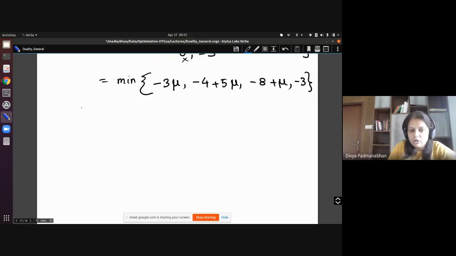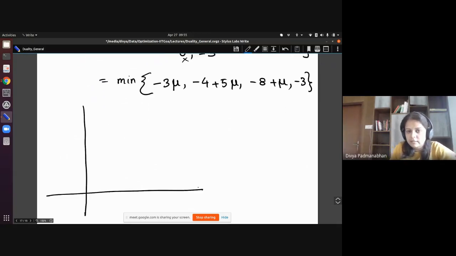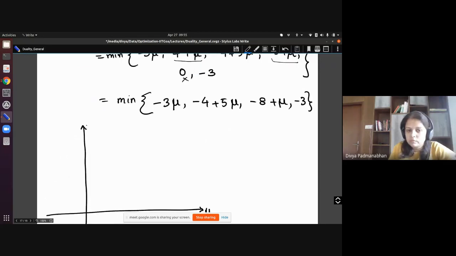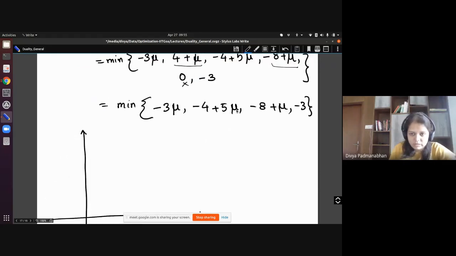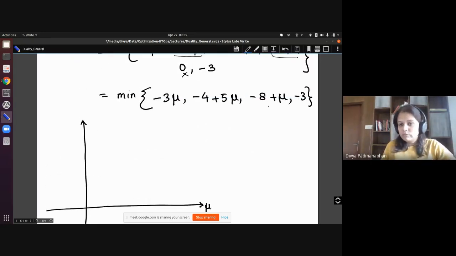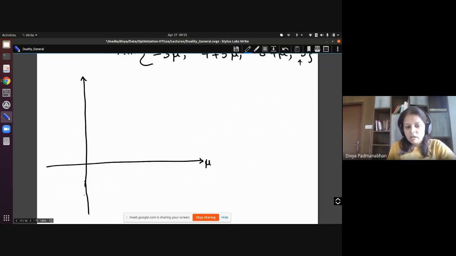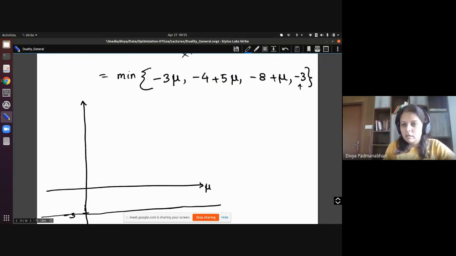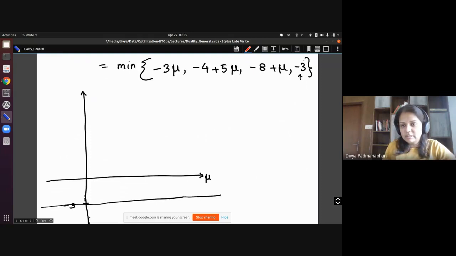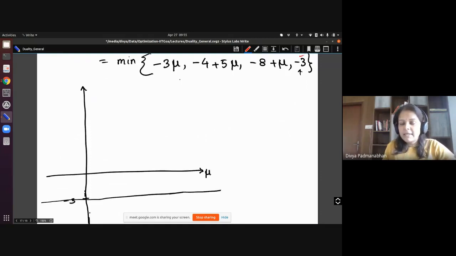Let's just draw the region to understand it better. I'll take this minus 3 first. What I'm taking here is mu, and here I'm going to plot all these function values, each of these, on the y-axis. When it is minus 3 for this function, it's just a horizontal line. Maybe let me use a different color. So that is the first one, this is taken care of. Now minus 3 mu.